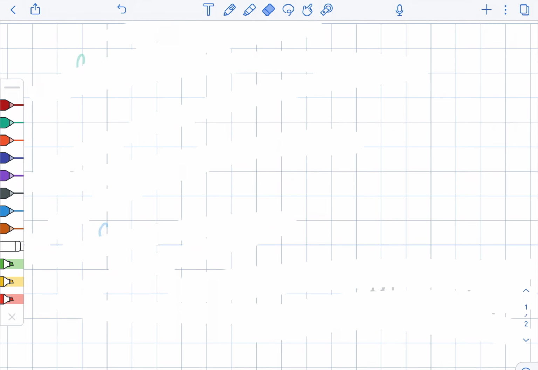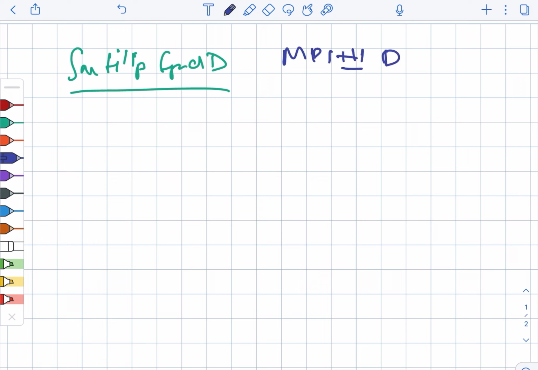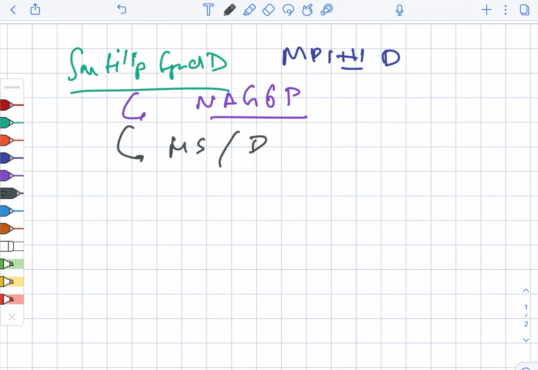Next, moving on to Sanfilippo syndrome D. So this is the MPS 3D, and the enzyme affected is N-acetylglucosamine 6-sulfatase, and the GAG affected is the heparan sulfate. Symptom is again the same, that is the developmental delay as well as the motor dysfunction.